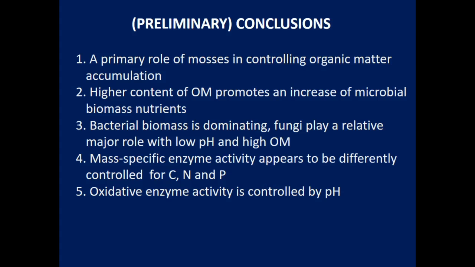So, in conclusion, what we have seen until now is a primary role of mosses in controlling and driving the accumulation of organic matter in the Victoria Land soil. A higher content of organic matter, of course, is associated with an increase of microbial biomass nutrients, and this will boost a higher activity of the enzymes. At the same time, bacterial biomass is dominating the microbial biomass. Fungi start to play a major role with low pH and increasing organic matter content. Mass-specific enzyme activity is differently controlled in the case of carbon-, nitrogen-, and phosphorus-degrading enzymes. And again, the oxidative enzyme is controlled by the pH.